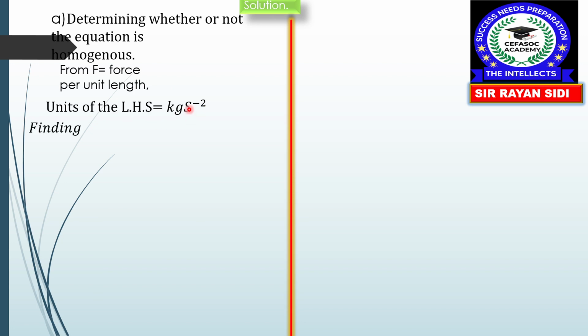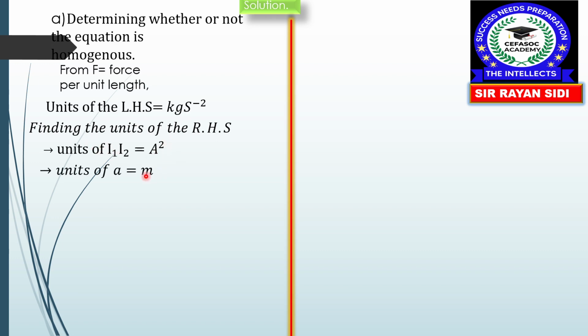So now let's find the units of the right hand side. The equation was force is equal to mu naught I1 I2 over 2A. So we should find the units of I1 I2. The unit of I1 times I2 is simply ampere squared, because I is the current and the unit of current is ampere. Ampere times ampere is ampere squared. The unit of A is meter. Now there is no 2, because we know that 2 is dimensionless.